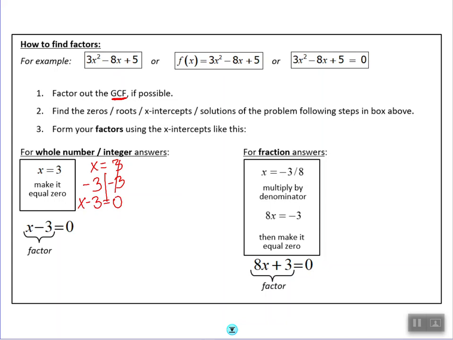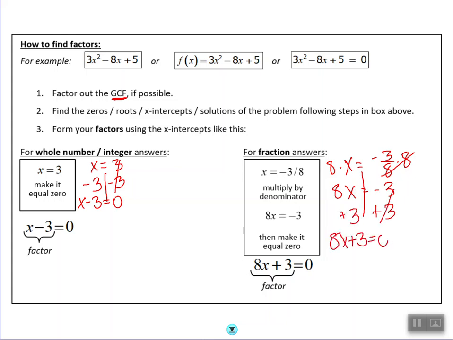If you happen to get fractions, if you have x equals negative 3/8, you first multiply by the denominator, so I'm going to multiply by 8, and then you set it equal to 0, so you add 3 to both sides. And 8x plus 3 would be your factor. So let's look at a couple of examples.